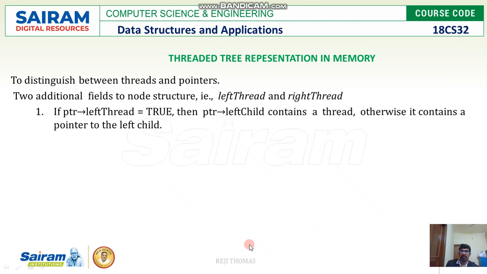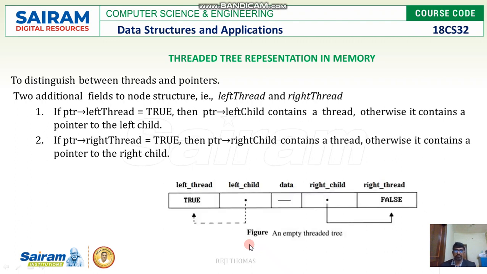So the thing is, how do we differentiate? How do we know whether it is a thread or a pointer? To make sure of that, we are going to use two more fields in the given node. One is left thread, the other one is right thread. If the left thread is true, it means the left child has got a thread. Same way, if it is false, the left child does not have a thread. That means the given node has got a left child.